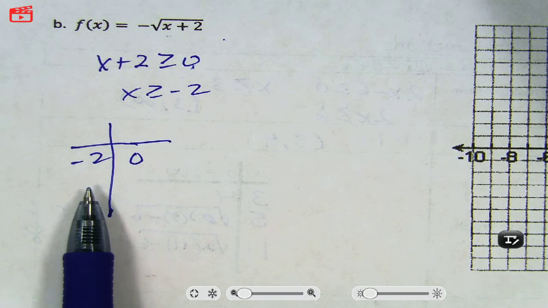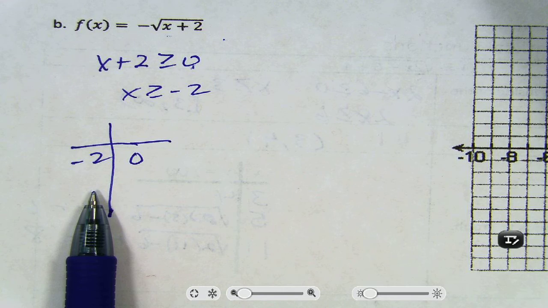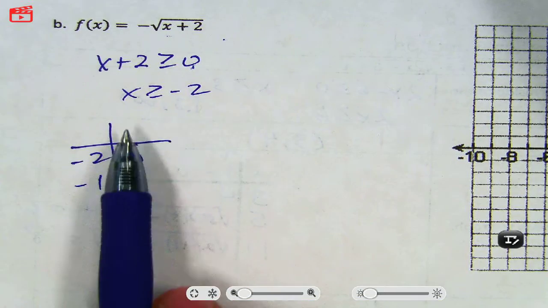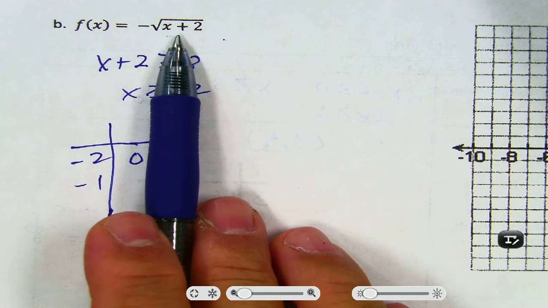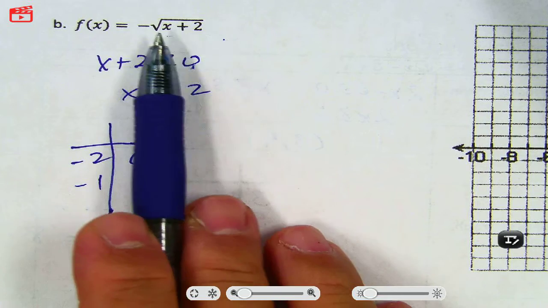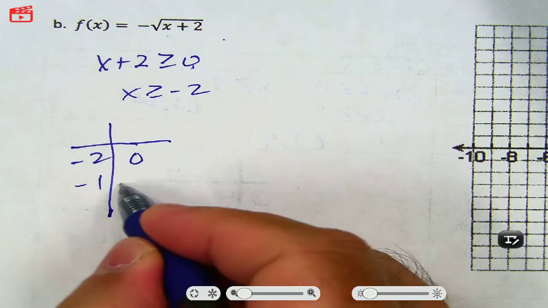Molly, do you know what the next number is? Negative 1. Good. So you plug in negative 1. Negative 1 plus 2 is 1. Square root of 1 is 1. And then the opposite of that, so it's negative 1.